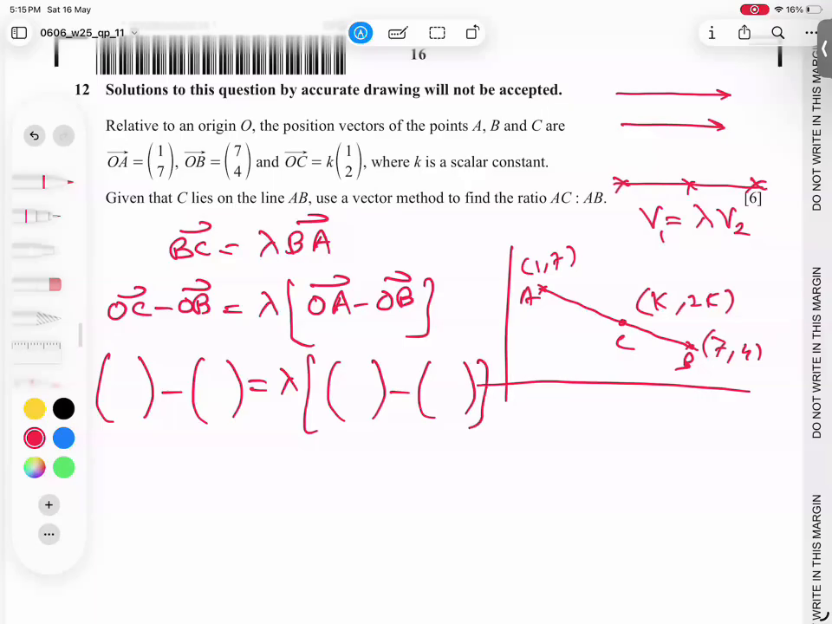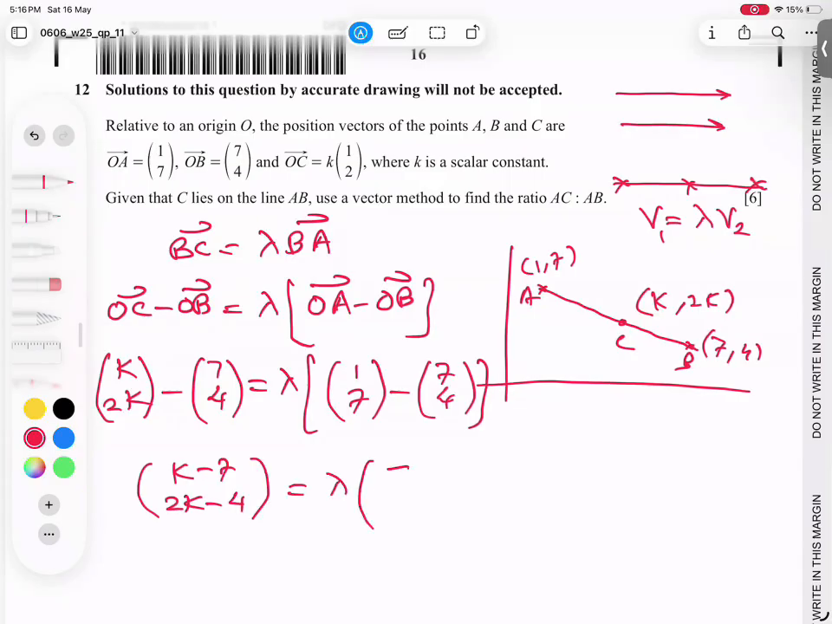So OC is what, students? We can see K and 2K. And OB we have 7, 4. OA we have 1, 7. Again 7, 4. Now students, K minus 7 and 2K minus 4. Lambda outside, we get a negative 6 and 3.